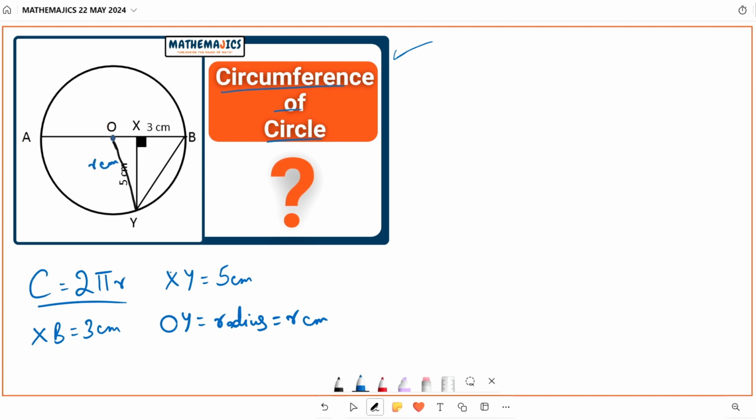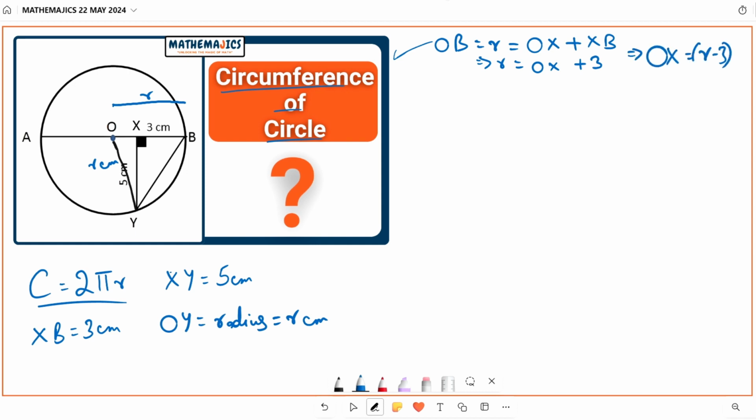Fine. Now, after this, we can find OX. How? See, if you look carefully, O is the center and B is any point on the circumference. That means OB is the radius again. Now, OB is made up of two parts, OX and XB. If we solve this, we get R equals OX plus XB. We don't know OX, and XB is 3 centimeters. So OX is R minus 3 centimeters.